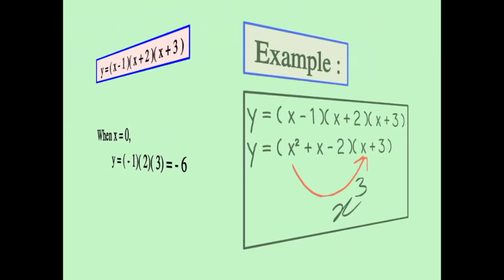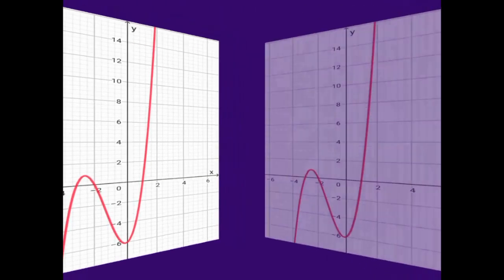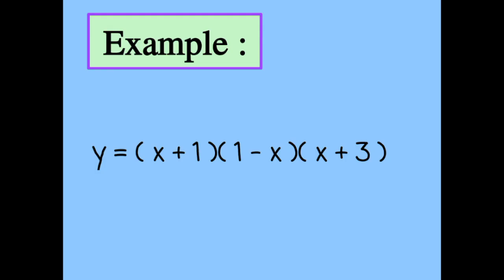So before sketching our graph, let's find the coefficient of x³. Here, expanding the first two brackets gives us y = (x² + x − 2)(x + 3) and the coefficient of x³ is 1. So the curve has a positive x³ coefficient and your graph would look like this.